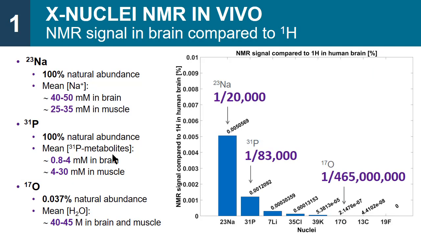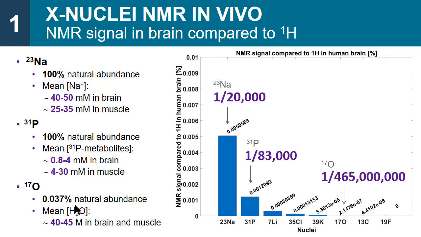And then if you take into account the natural abundance, and how much of each nucleus you have in the body: sodium 23 is 100% abundant, and you have around a few tens of millimolar in the brain and muscles. So you can expect a signal in the brain, for example, about 20,000 times smaller than proton. For phosphorus, it's also 100% abundant, and the metabolites in the brain or muscle are about a few millimolar, so it's very small. So you can expect a signal which is about 80,000 times smaller than proton.